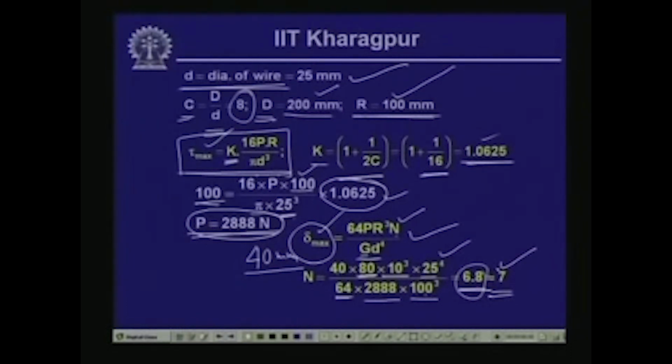So, the spring formed with a wire of diameter 25 millimeter can carry a load of 2888 Newton, and if we would like to limit the displacement or the deflection of the spring to 40 millimeter, then the number of turns required is 7.